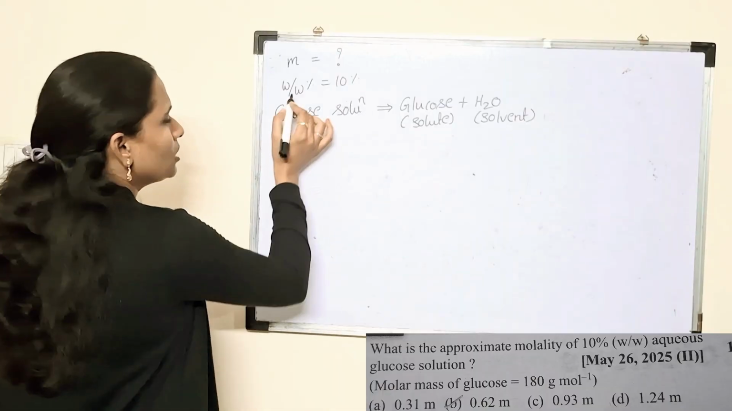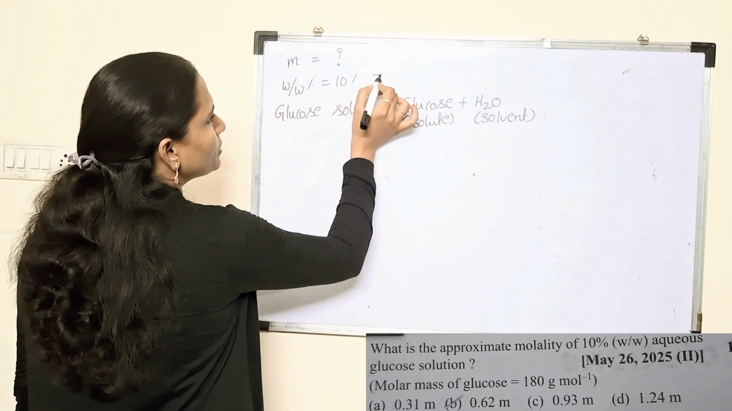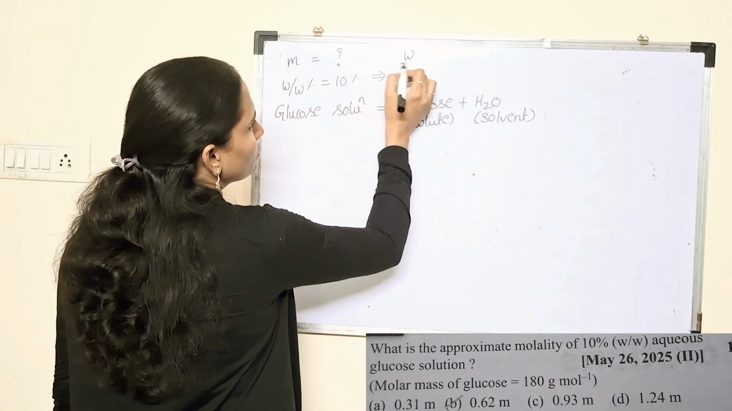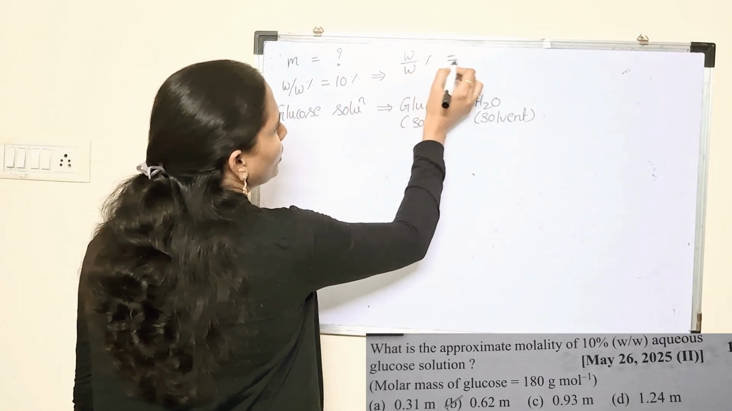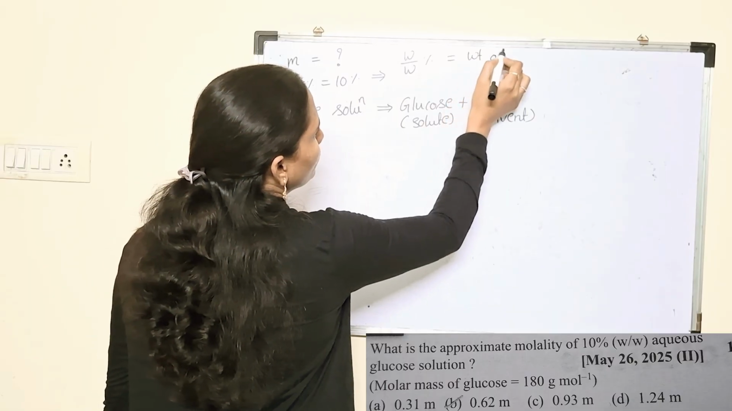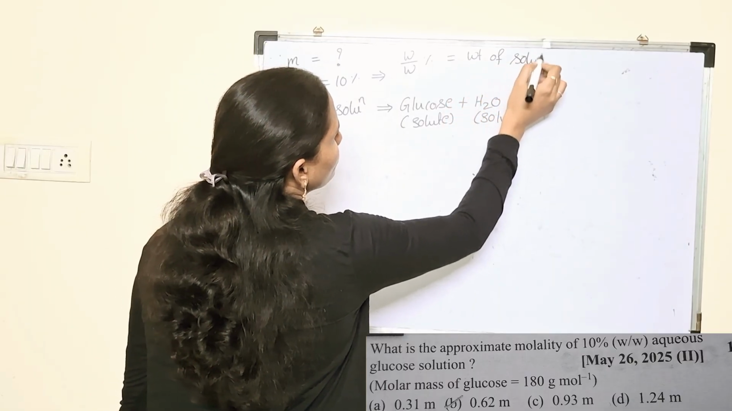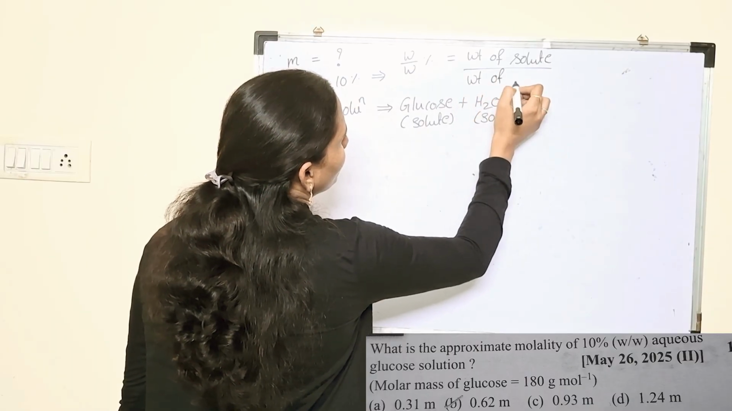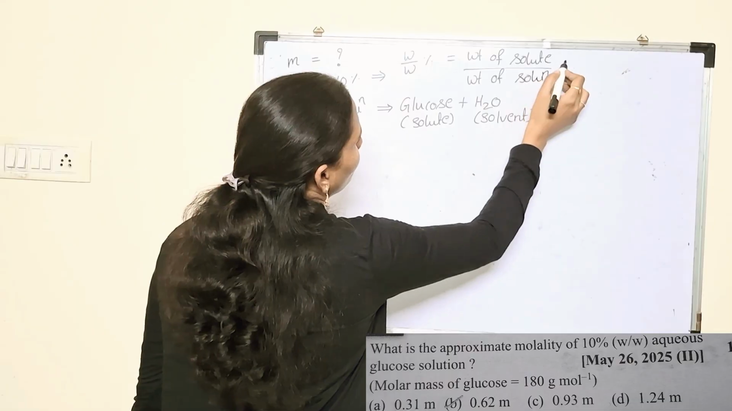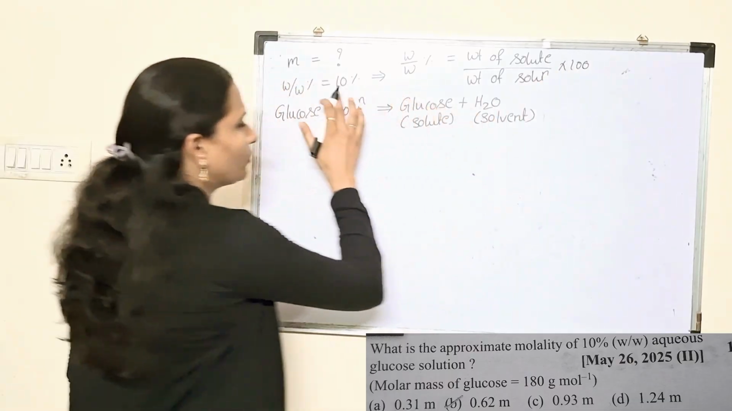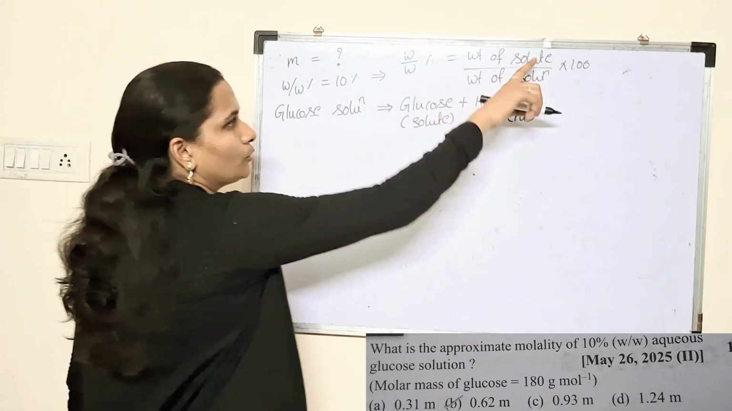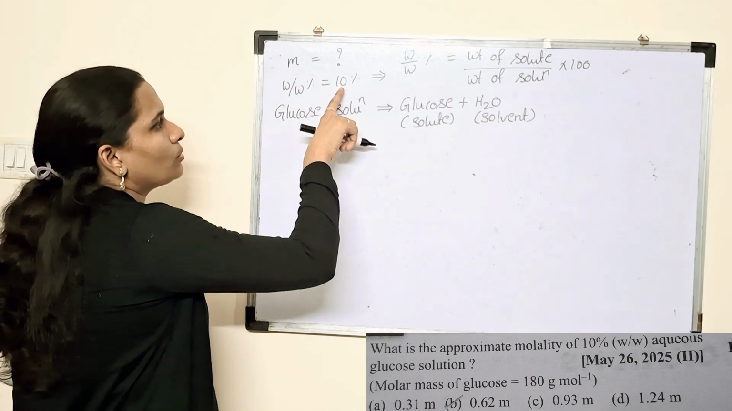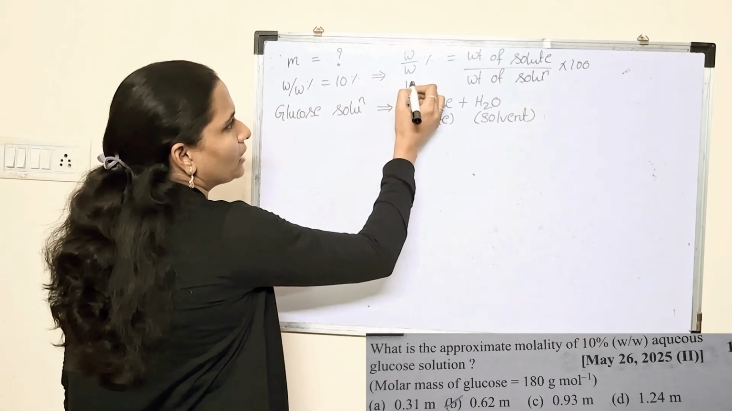So based on weight by weight percent, how much is given? 10% is given. What is the weight by weight percentage? Weight by weight percent is equal to weight of solute by weight of solution into 100. That is the weight by weight percent formula. But how much is given? 10% is given, so this value is 10.